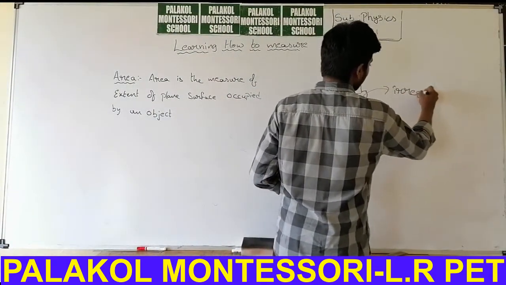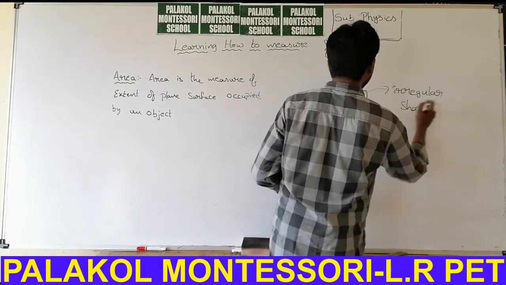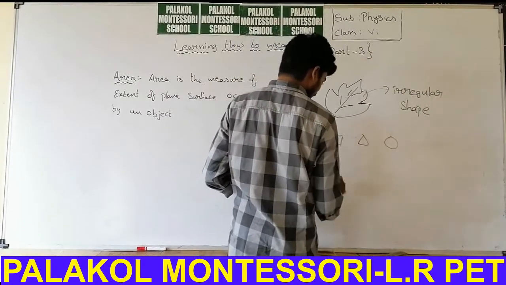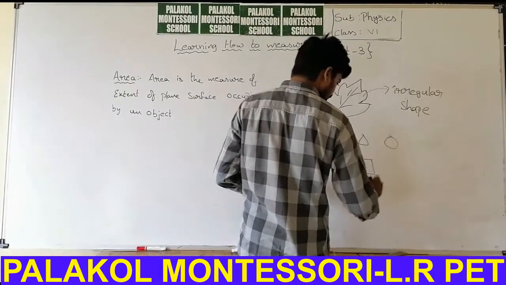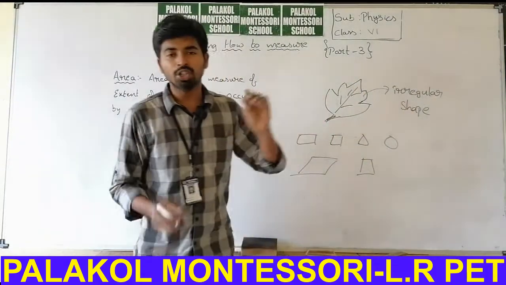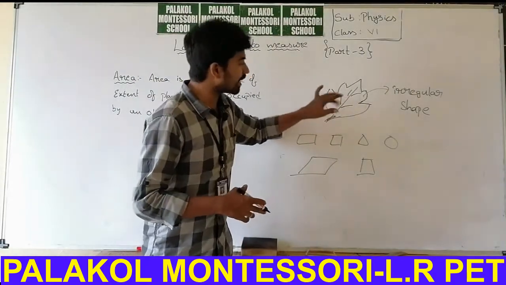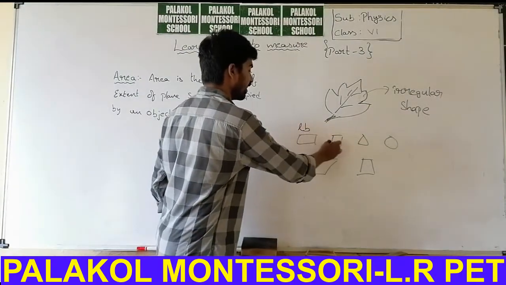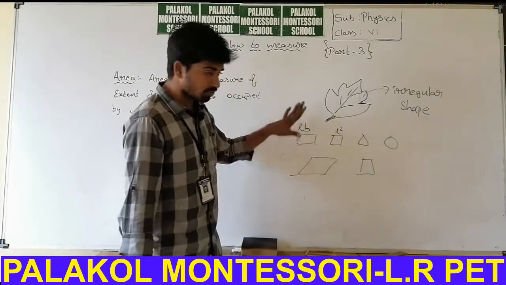Regular shapes means rectangle, square, triangle, circle, parallelogram, trapezium. So these are the different regular shapes. To find the areas of these regular shapes, you will have some formulas. But how can you find the area of an irregular shape? You have seen the formula of area of the rectangle, L into B, and the area of the square is L square. Like that, for different shapes you will have some formulas.